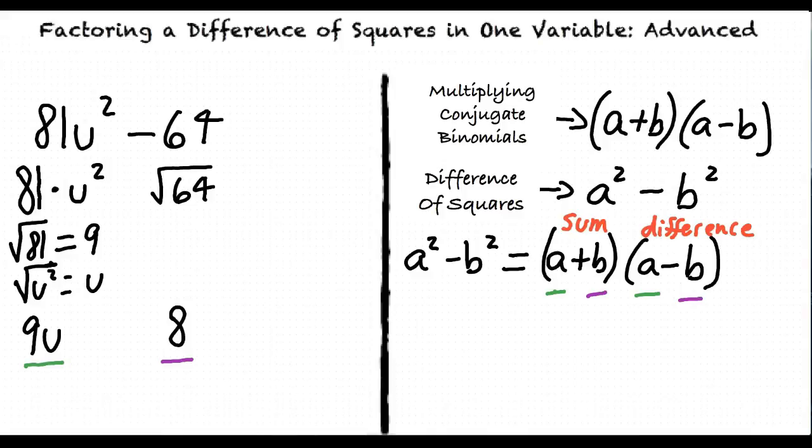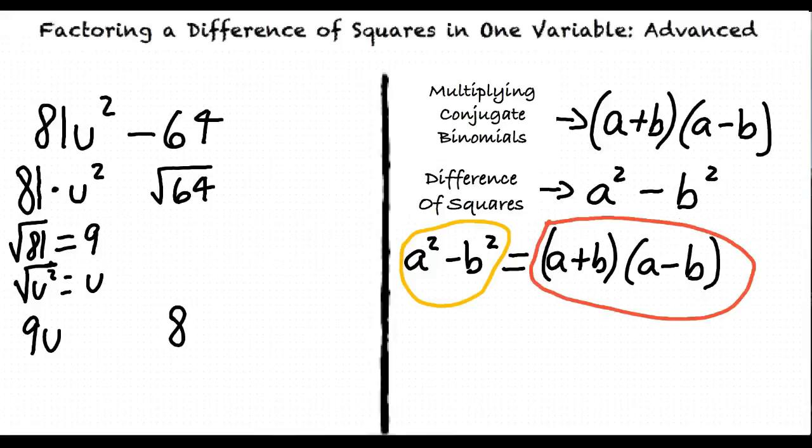So now what do I do with those numbers? So if we start with the difference of squares formula, based off the information we just learned, we know that it can be factored in the following form. This leads to an answer of 9u plus 8 times 9u minus 8. Okay, now that I understand how to factor a difference of squares, can we do another example?